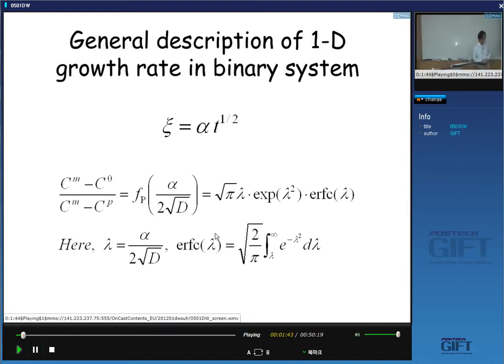We already know about this type of growth kinetics here. Psi is the thickness or the location of the interface between the parent phase and growing phase. And the location of the interface is proportional to the square root of time. And the proportional constant, alpha, determines everything, which is called the parabolic growth rate constant. In the binary system, what we have to do is to evaluate this parabolic growth rate constant, then everything will be fixed.